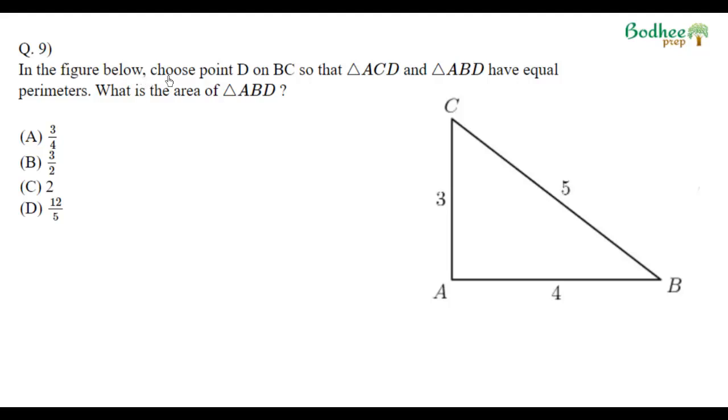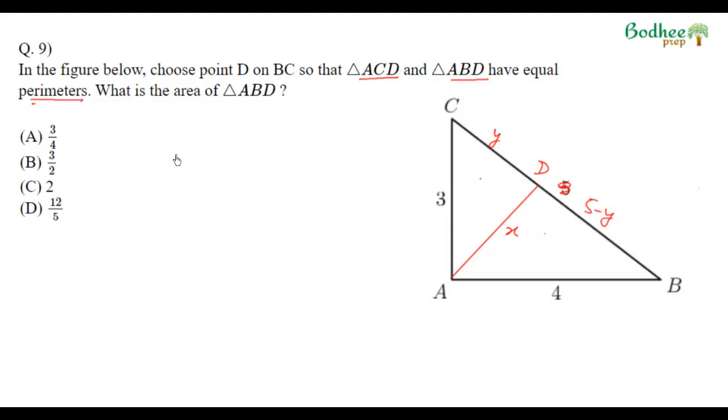Here it says that in the figure below, choose point D on BC so that triangles ACD and ABD have equal perimeter. So let's take a point D here, so that this triangle and this triangle have equal perimeter. Let us assume that AD is equal to X and CD is equal to Y. This entire length is 5, so this length would be 5 minus Y.